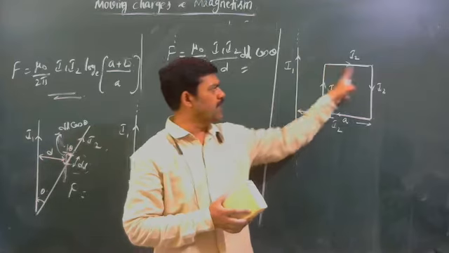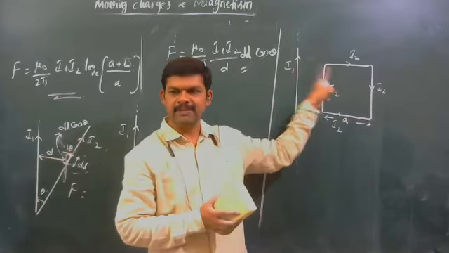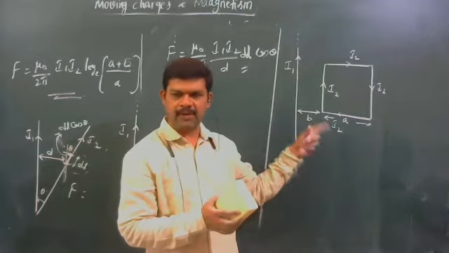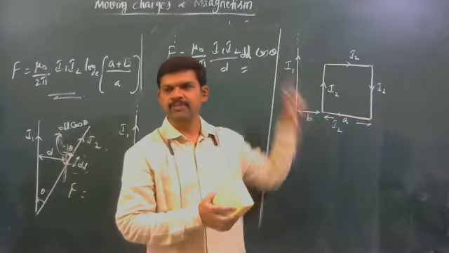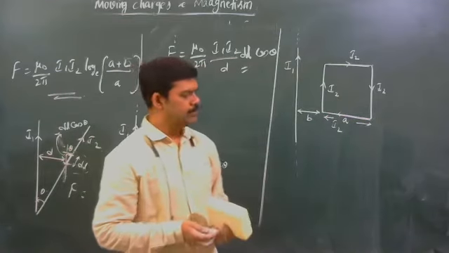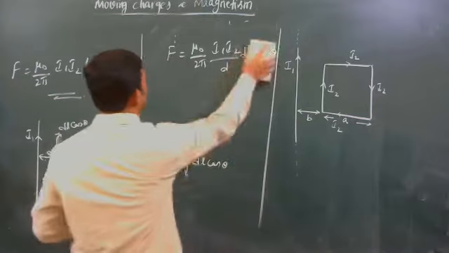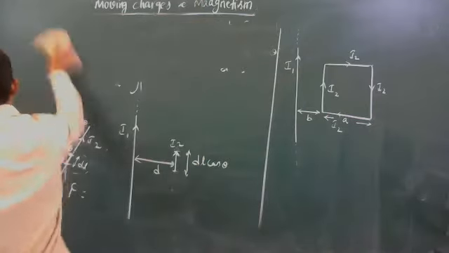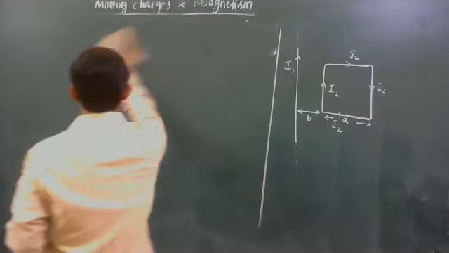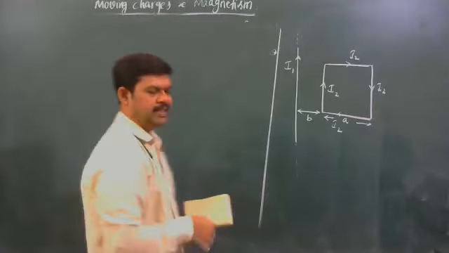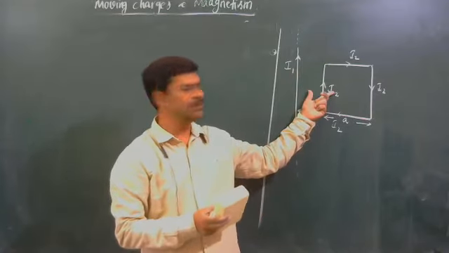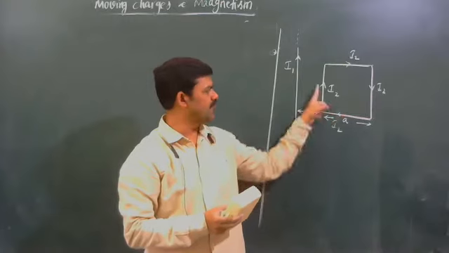And I2 current is flowing in this. What is the force between these two? Or what is the force acting on the loop? They ask you. Well, see this. This loop is a combination of four straight conductors.